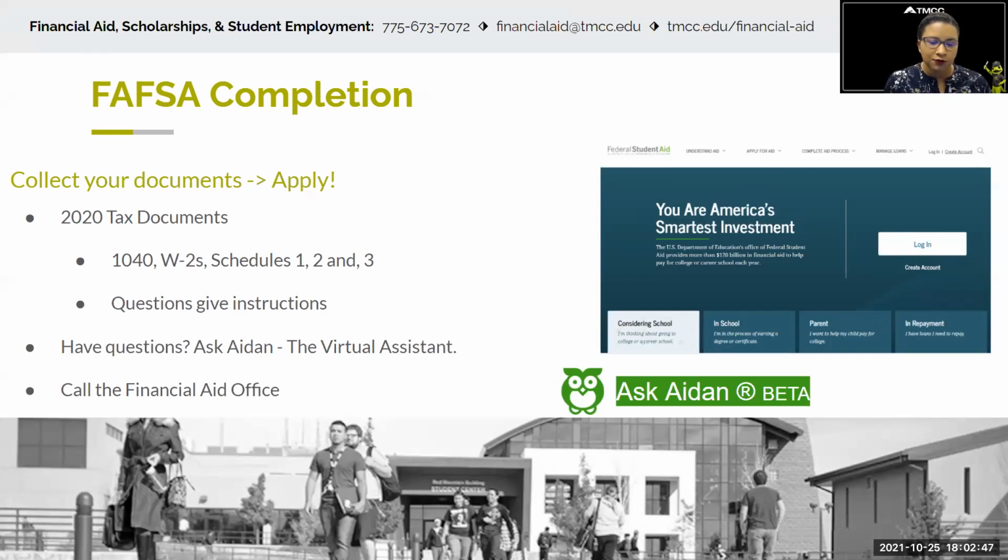The questions on the FAFSA actually tell you where to get the information on the taxes. For example, for adjusted gross income, it'll tell you to look at line 7 of your 1040. Things like that. And if you have any trouble doing it, they have a new virtual assistant where you can ask questions and it'll give you answers in real time. Or you can call your school's financial aid office and they should be able to help you.